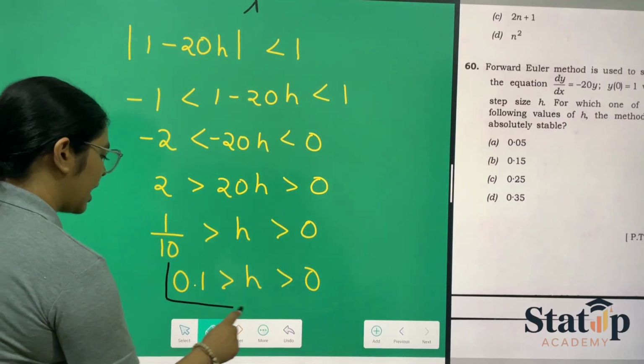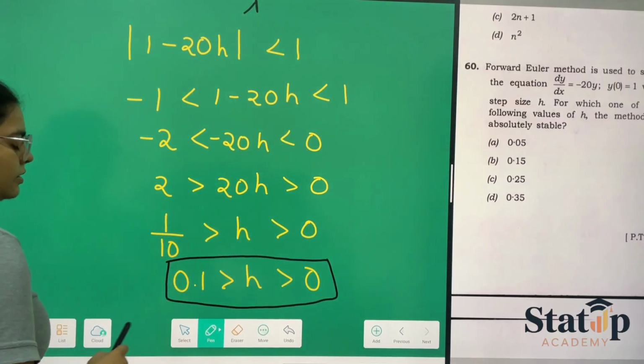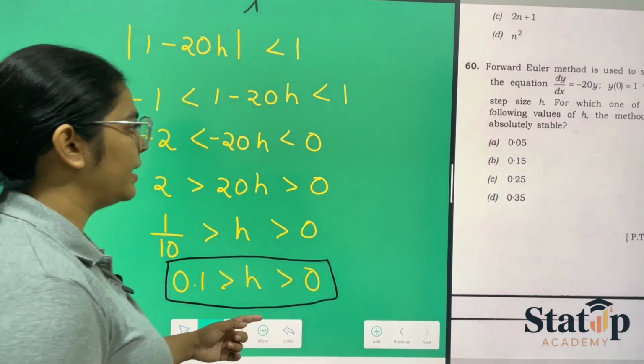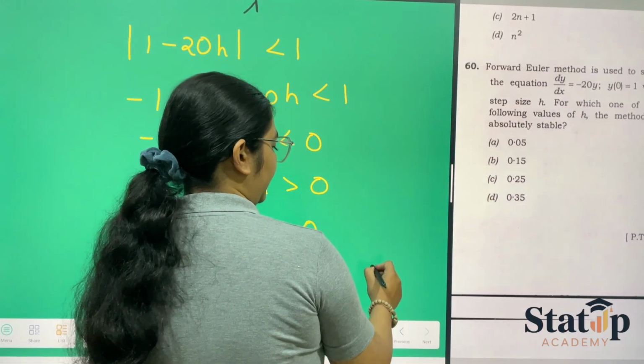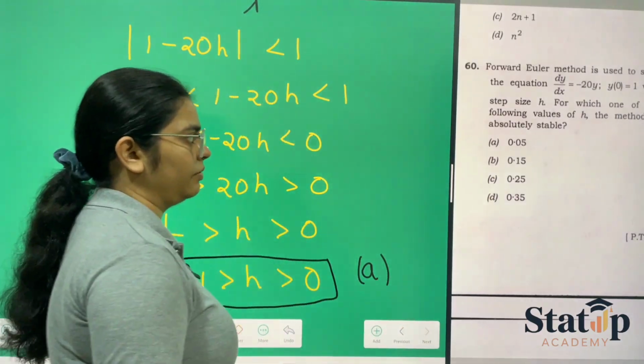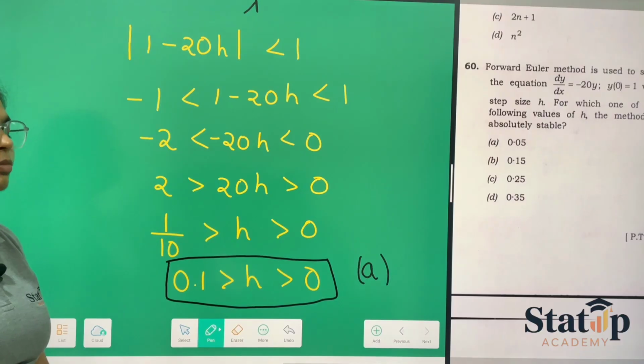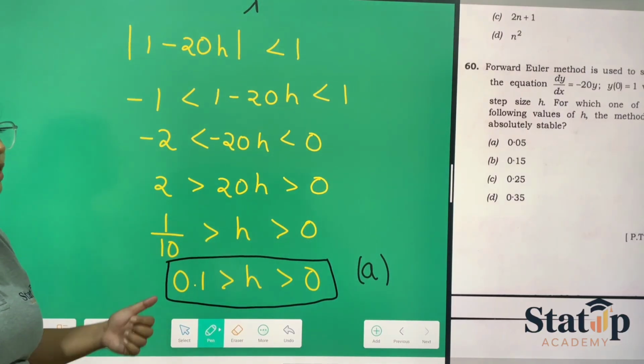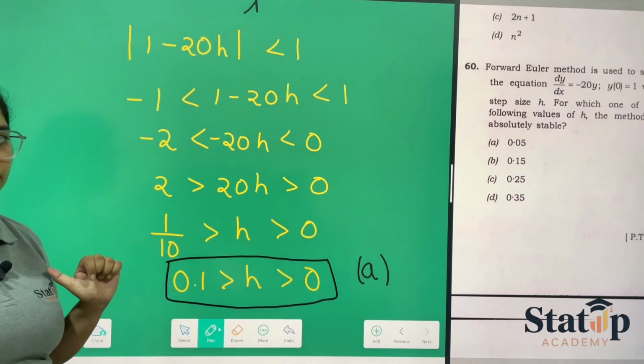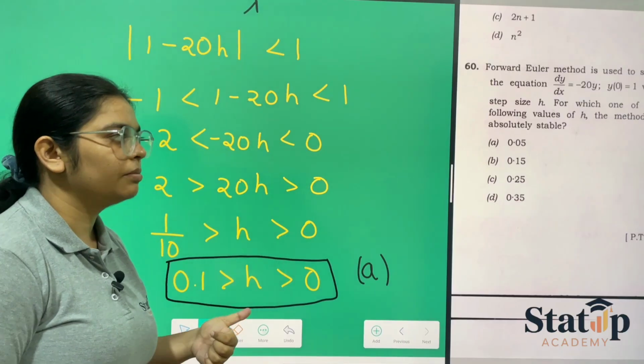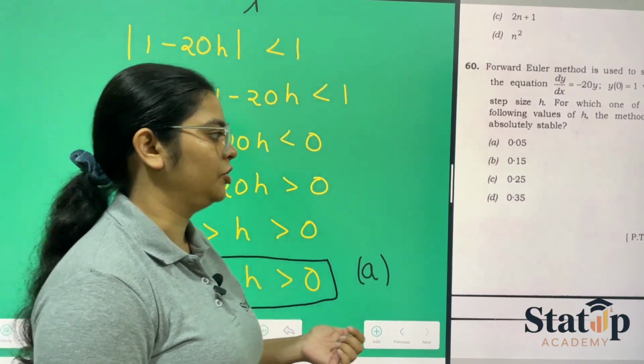Now the value which lies between this interval is your final answer. So the value that lies between this interval is option number A, 0.05, which lies between 0 and 0.1. 0.15 is greater, 25 is greater, and 35 is greater. So our option number A is the correct option for this question.